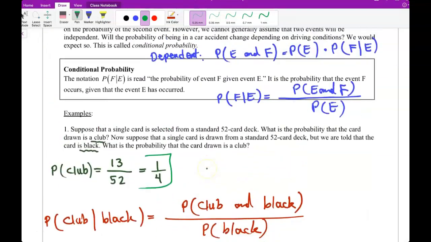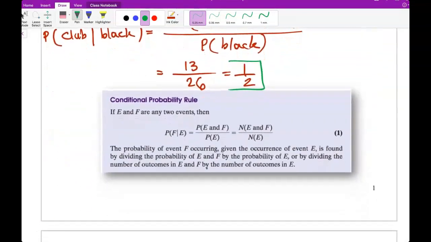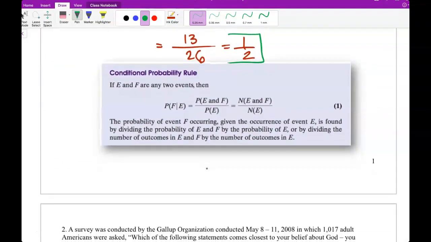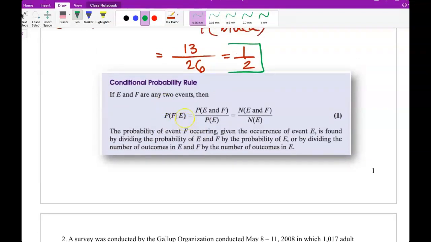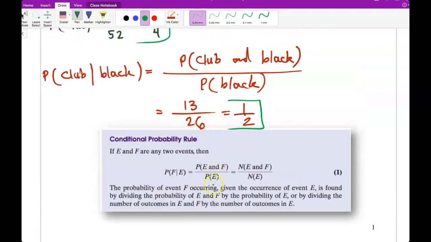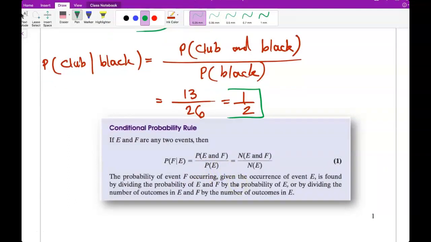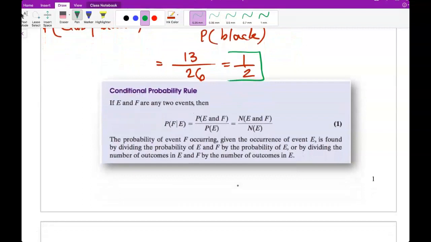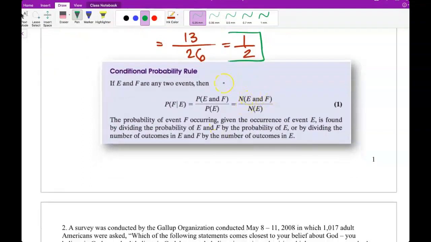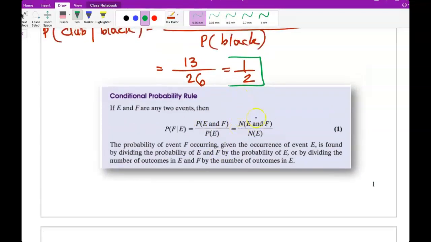Okay, I already covered this part on top. So we have the probability of F depending on E is equal to, on top we have the probability of E and F, divided by what you have here on this part, depending on E. So here, this one is exactly the same as that one. This is probability, but here we have the numbers that we can have here, so the number of elements that we have.